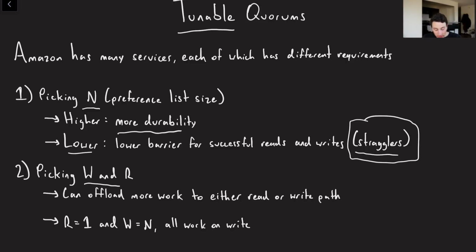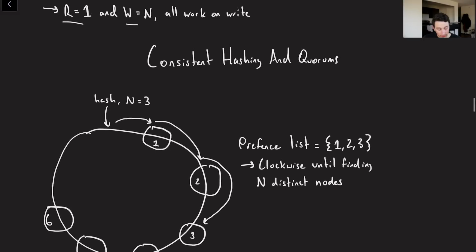Additionally, we can also tune our W and R values, where if our W is super high, it takes a lot of work for us to write because now we have to write to a bunch of places. But at the same time, then we only need to read from 1 place. So that's the example where R is 1 and W equals N. Basically, if W is higher, we've assigned more work to the write path. If R is higher, we've assigned more work to the read path.